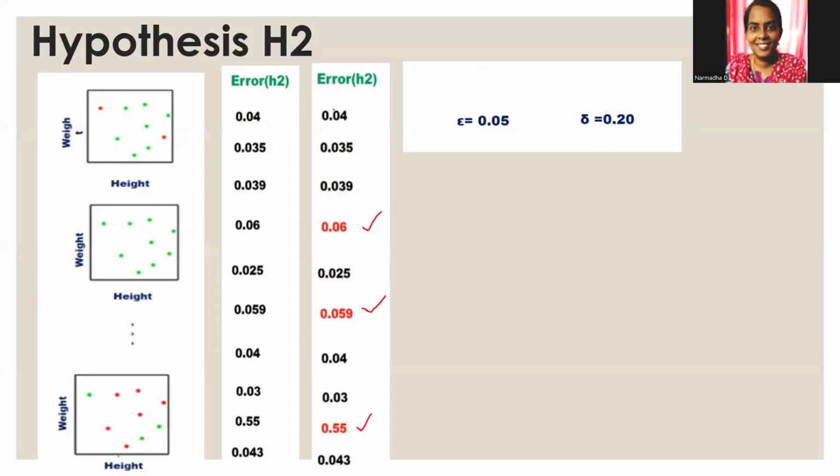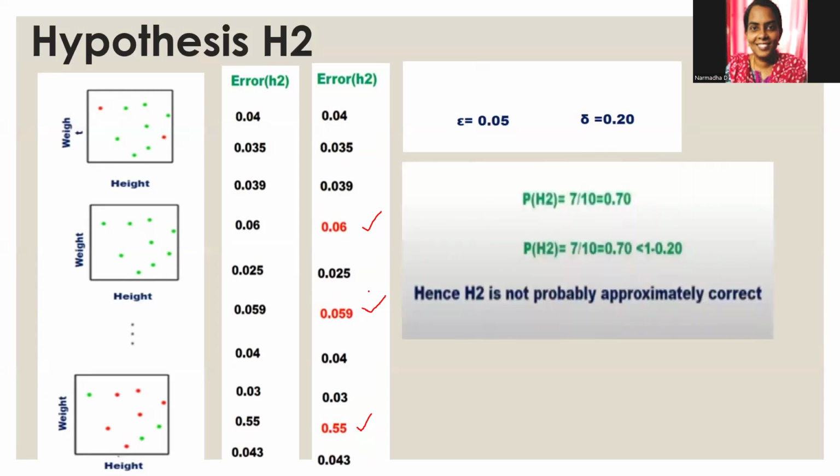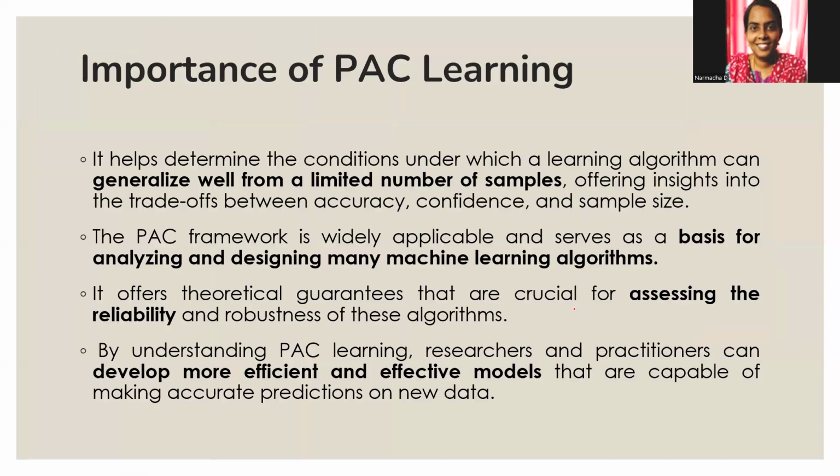So how many times out of 10 has the model failed? Out of 10, 7 times it was able to get an error value less than 0.05, and 3 times it failed. So the probability is 0.70, and 0.70 is less than 0.8. So we can conclude that H2 is not probably approximately correct.